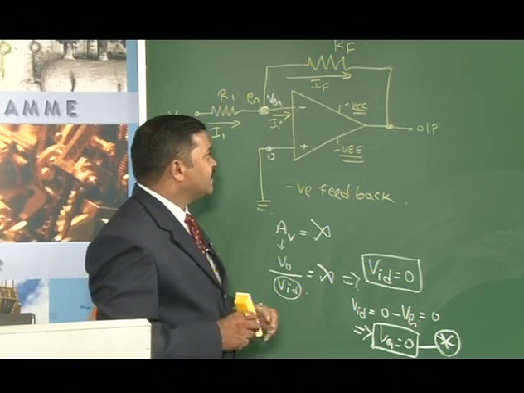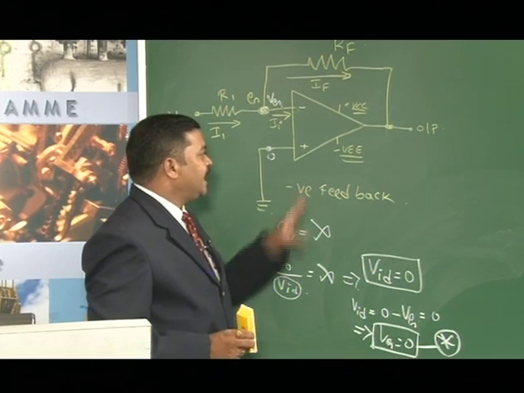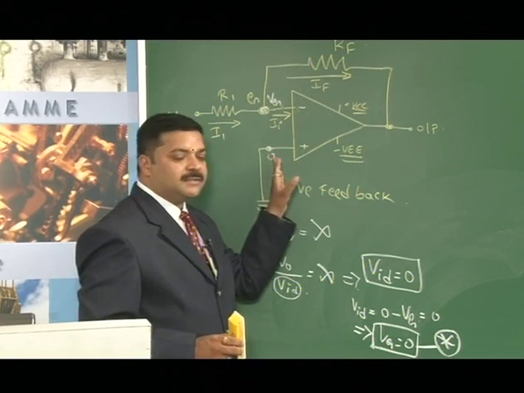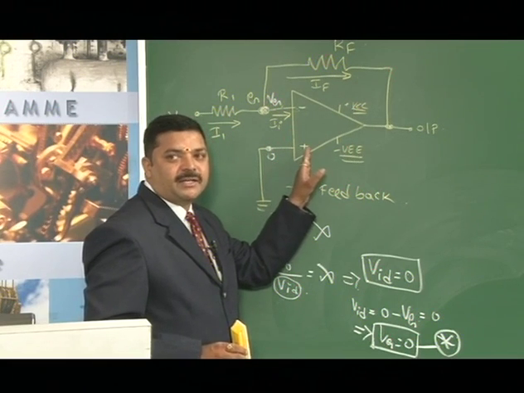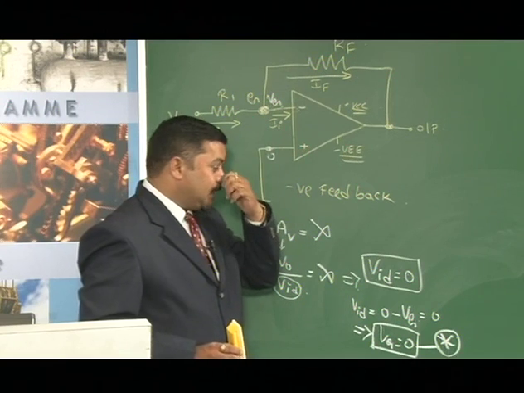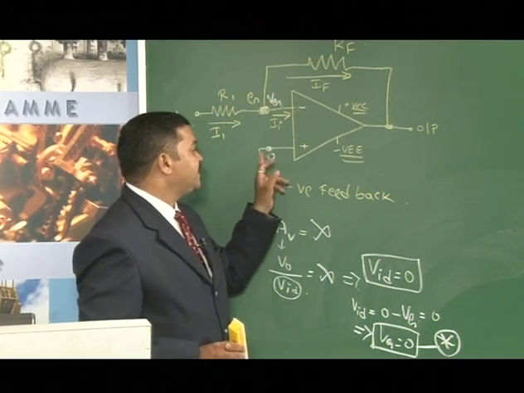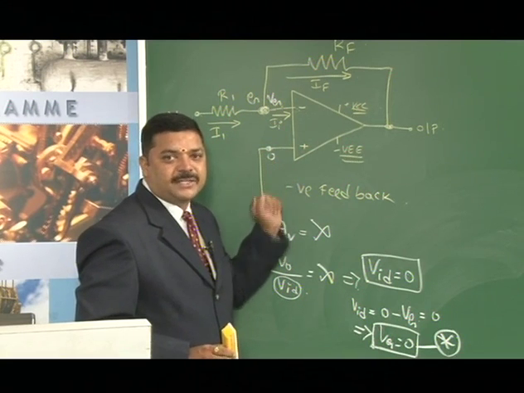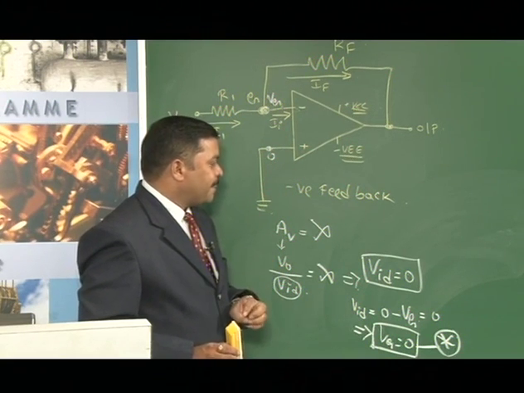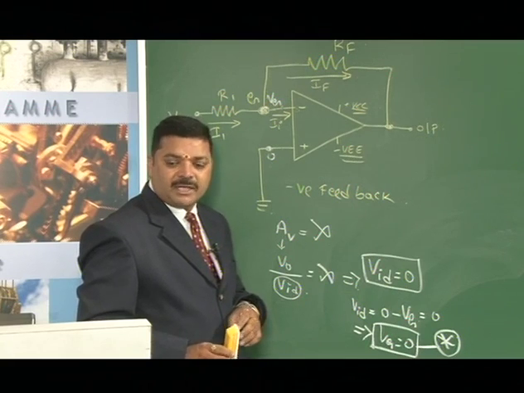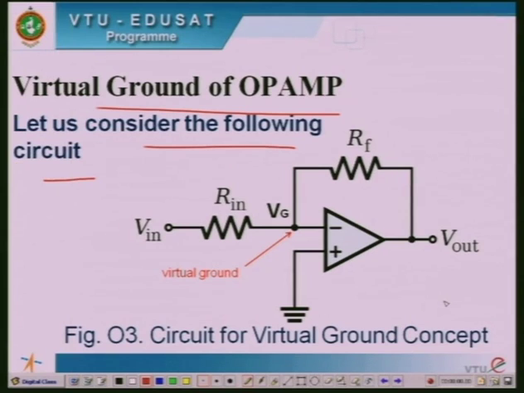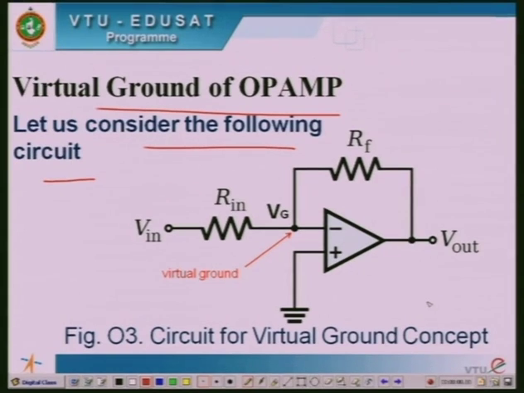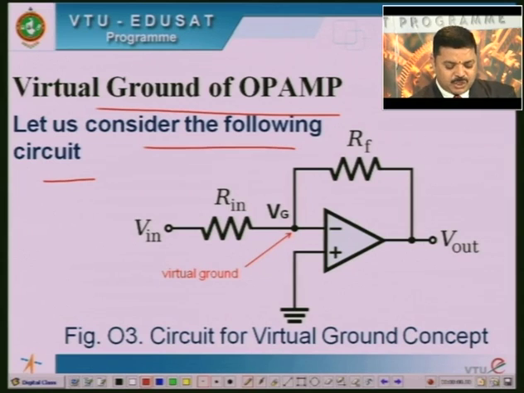I will repeat what the virtual ground concept is. For an ideal op-amp, if we apply 0 volts to one of the terminals of the operational amplifier, then the other terminal is also pulled to the same ground potential. This concept of the ideal op-amp is called the virtual ground concept. So, let us move to the PPTs. Virtual ground concept: let us consider the inverting amplifier, which is as shown.